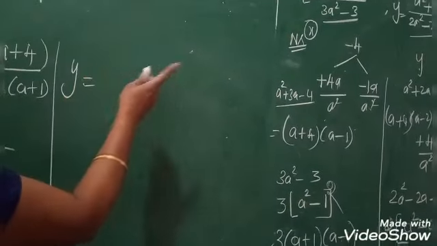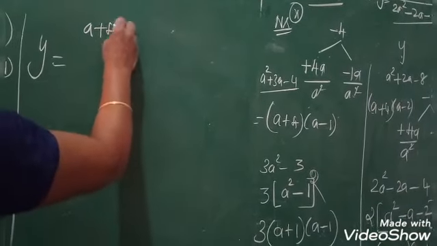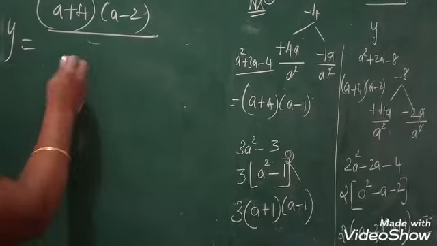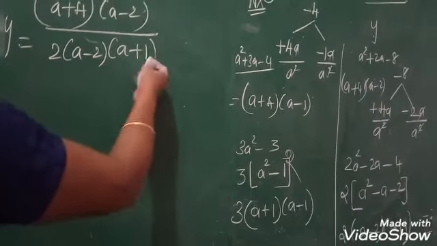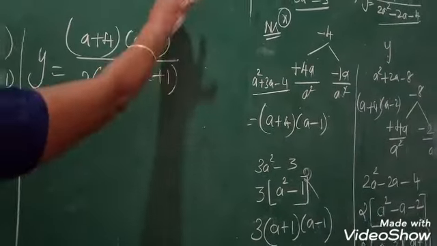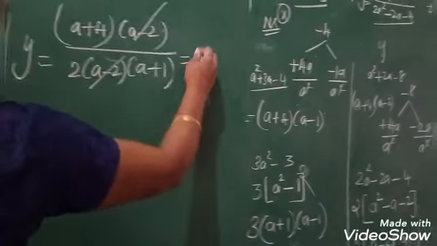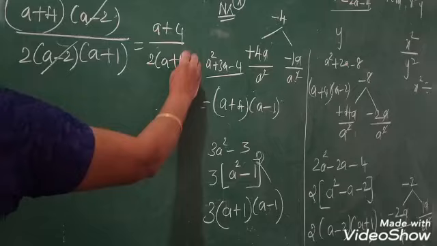The same with y. What is the y value? For y, the numerator, what are the factors? Yes, a plus 4 and a minus 2 is the numerator. Then the denominator is 2 times a minus 2 and a plus 1. Here what is the same factor? Yes, a minus 2 and a minus 2 is the same factor. So now the remaining is a plus 4 divided by 2 times a plus 1.